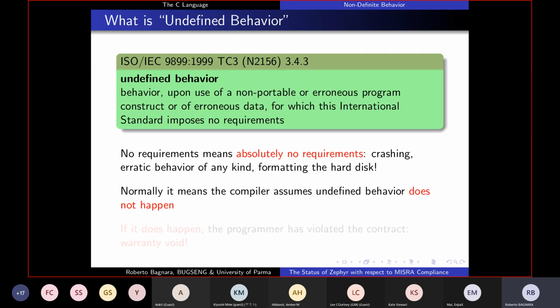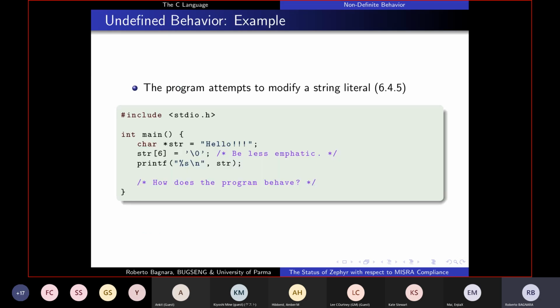And the reason this happens is that the compiler has the freedom, the complete freedom to assume that undefined behavior does not happen. It is the responsibility of the programmer to ensure that undefined behavior does not happen. If it does happen, it is the programmer that has violated the contract, and consequently, there is absolutely no warranty on what may happen. Here is an example of undefined behavior.